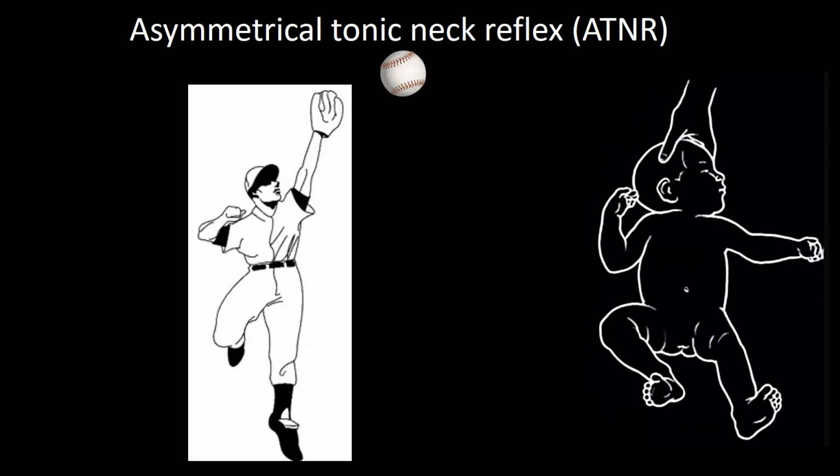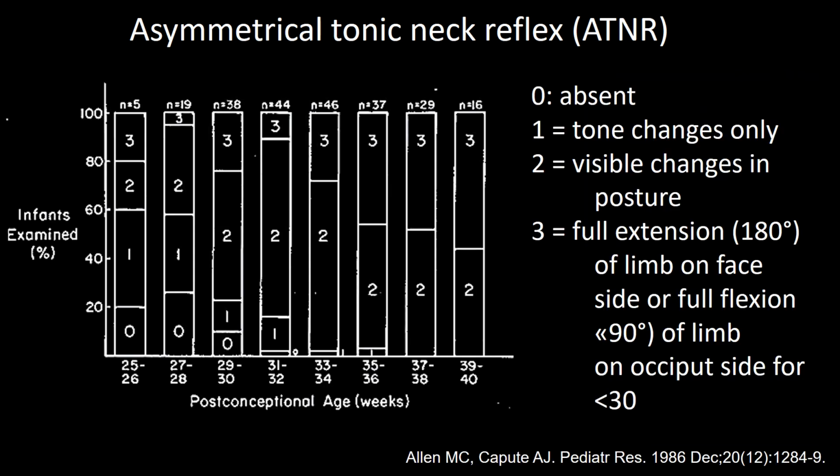The posture found in an asymmetrical tonic neck reflex is more like the one achieved by a baseball player when trying to reach a ball, as you see in this frame. The table in this frame illustrates the frequency of asymmetrical tonic neck reflexes in premature and full-term neonates. As you can see, this reflex is present as early as 25 to 26 weeks post-conceptional age and perhaps even before. Some authors date the initiation of this reflex to 18 weeks, but I was not able to find the source of this claim.